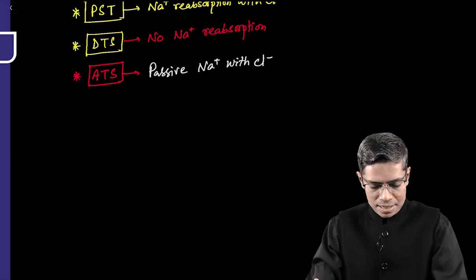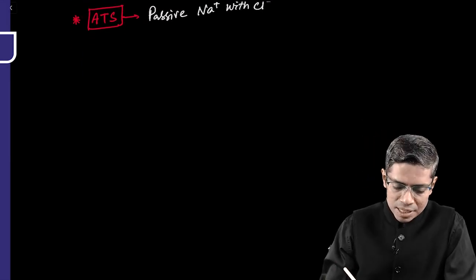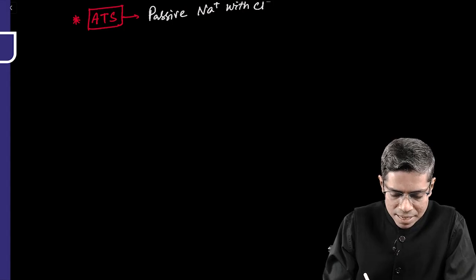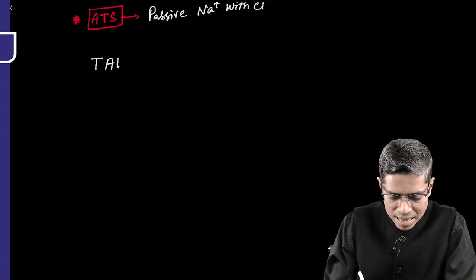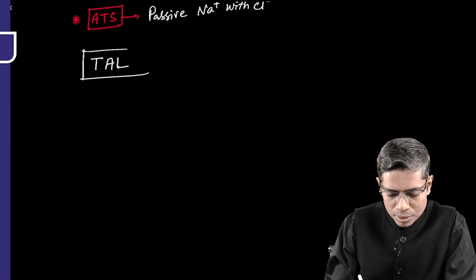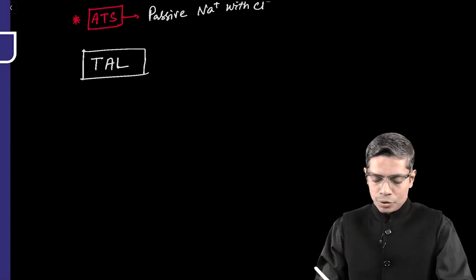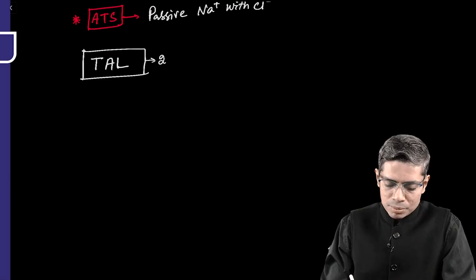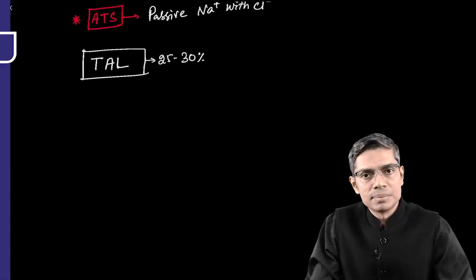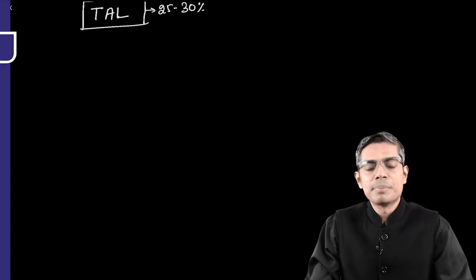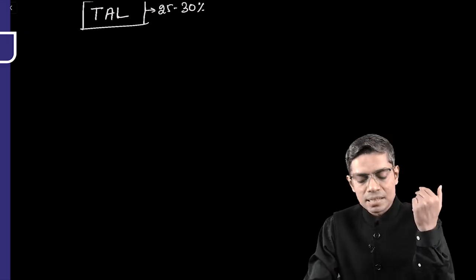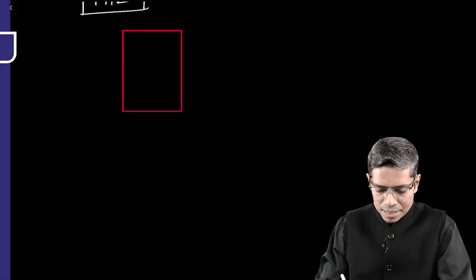Now, after the ATS, the next segment of the nephron is the TAL, that is the thick ascending limb of the loop of Henle. It is going to reabsorb a major portion of the sodium, a major chunk of sodium, 25 to 30%, like that of the proximal tubule, right? So what is the mechanism of sodium reabsorption at the level of TAL, right? We are going to discuss this concept again with the help of a diagram.